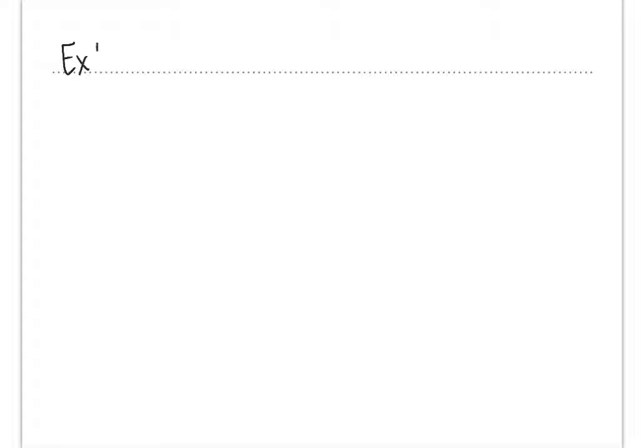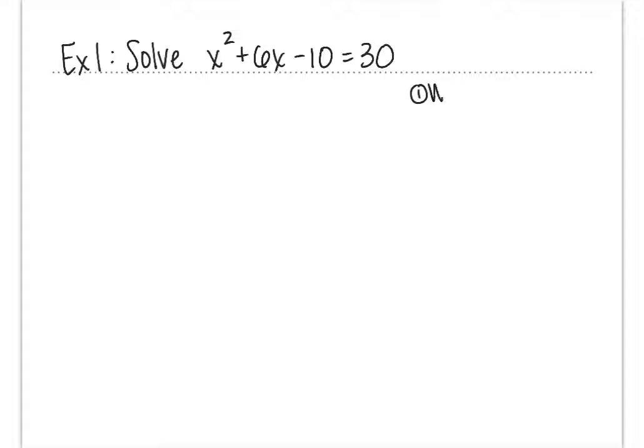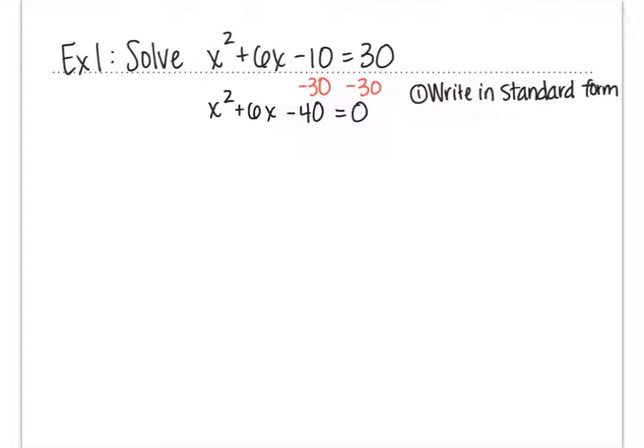Our first example, example 1, is to solve the equation x squared plus 6x minus 10 equals 30. So the first thing that we must do is to have our equation in standard form. Our standard form had to be equal to 0, so we're going to subtract 30 from both sides of this equation, which will give us x squared plus 6x minus 40 equals 0. Now we're in standard form.